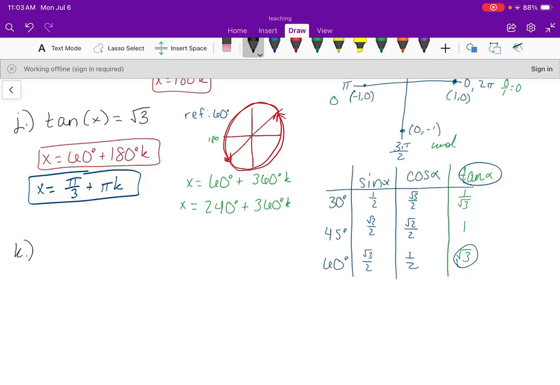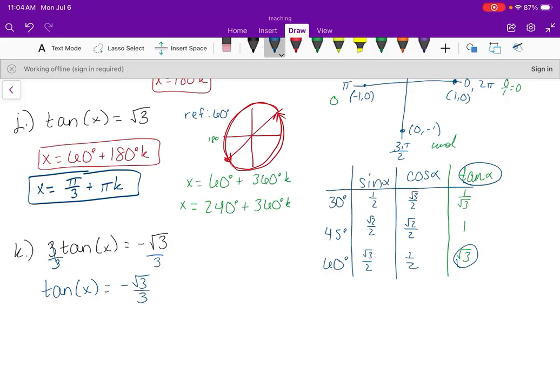And let's do a tangent where it's negative. I'll make this one kind of like a solving one, how I've done before. Let's do 3 tangent x equals negative square root 3. Let's do that. Divide by 3 to get the tangent alone. So I have tangent x equals negative square root 3 over 3.